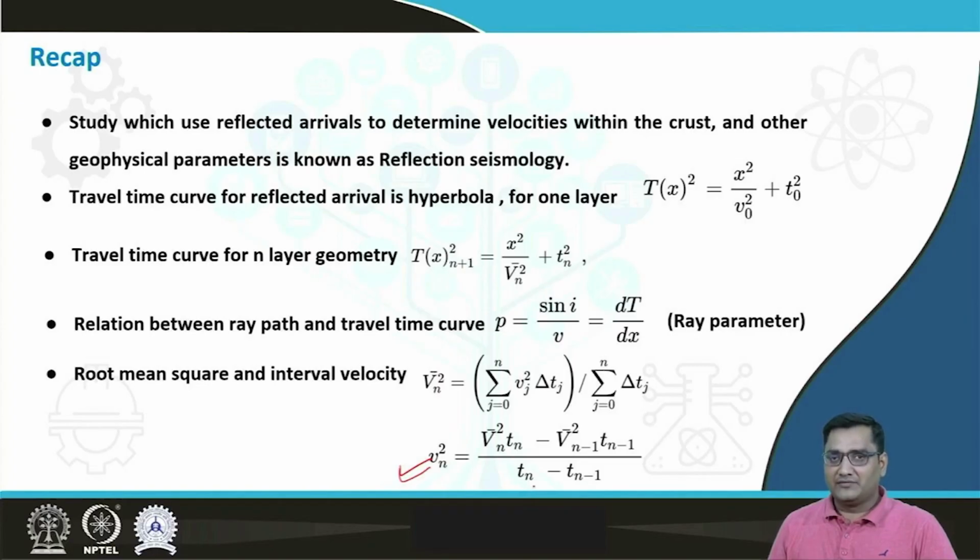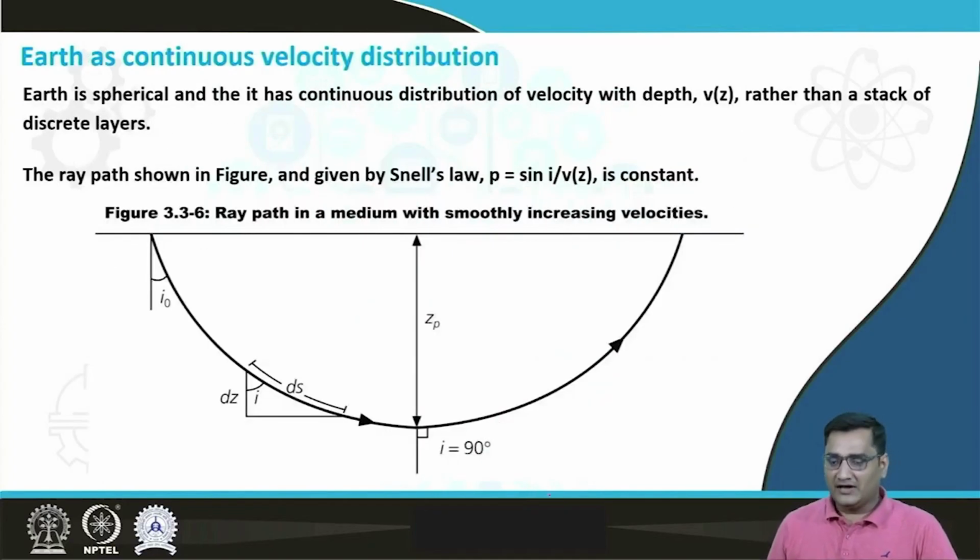So far, we have seen the Earth as a stack of velocity layers where the velocities of the individual layers are uniform in nature, but in reality Earth is spherical and it has a continuous distribution of velocity with depth, that is V of z, which signifies velocity as a function of depth. We are not considering the Earth as a stack of discrete layers. Rather, we are considering the Earth as continuous and the velocities continuously varying with respect to depth.